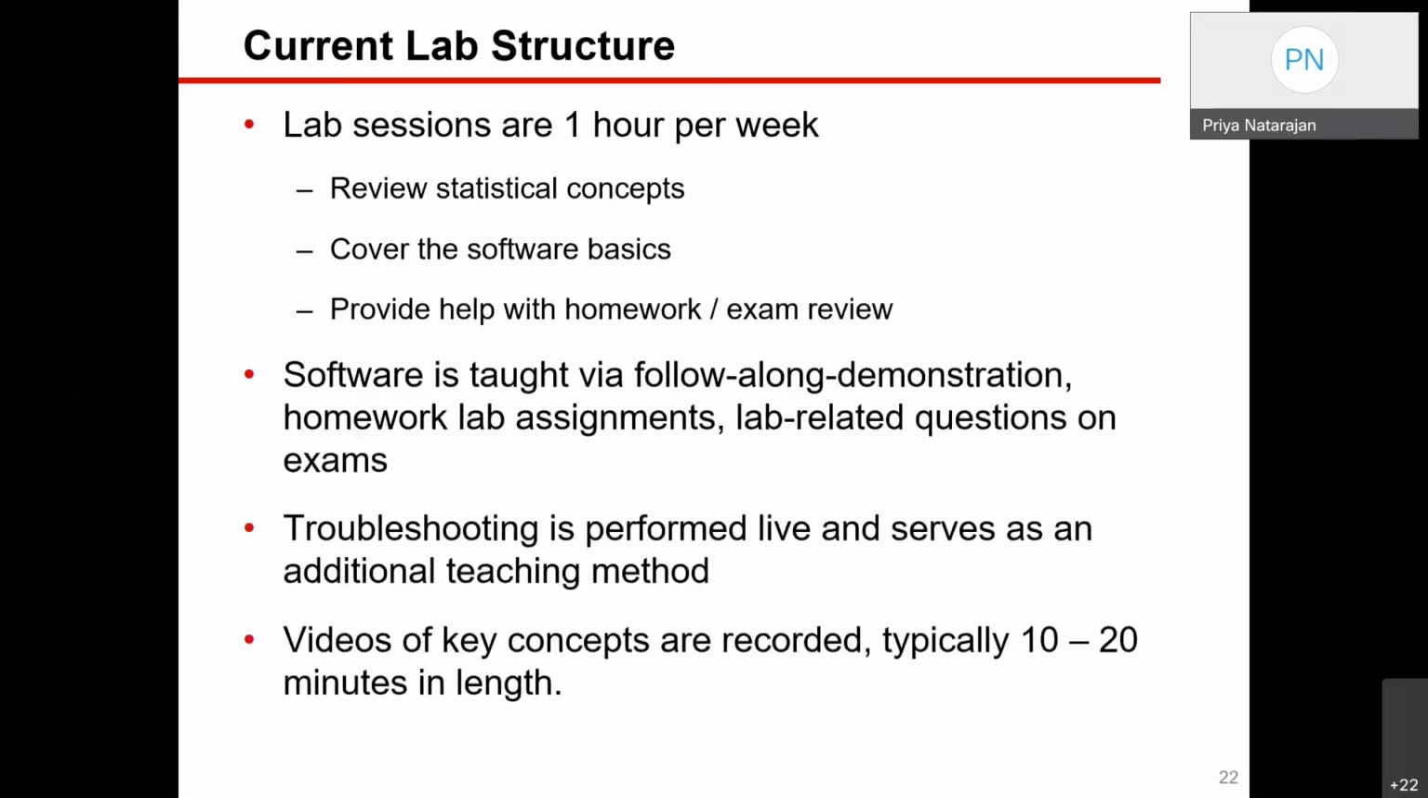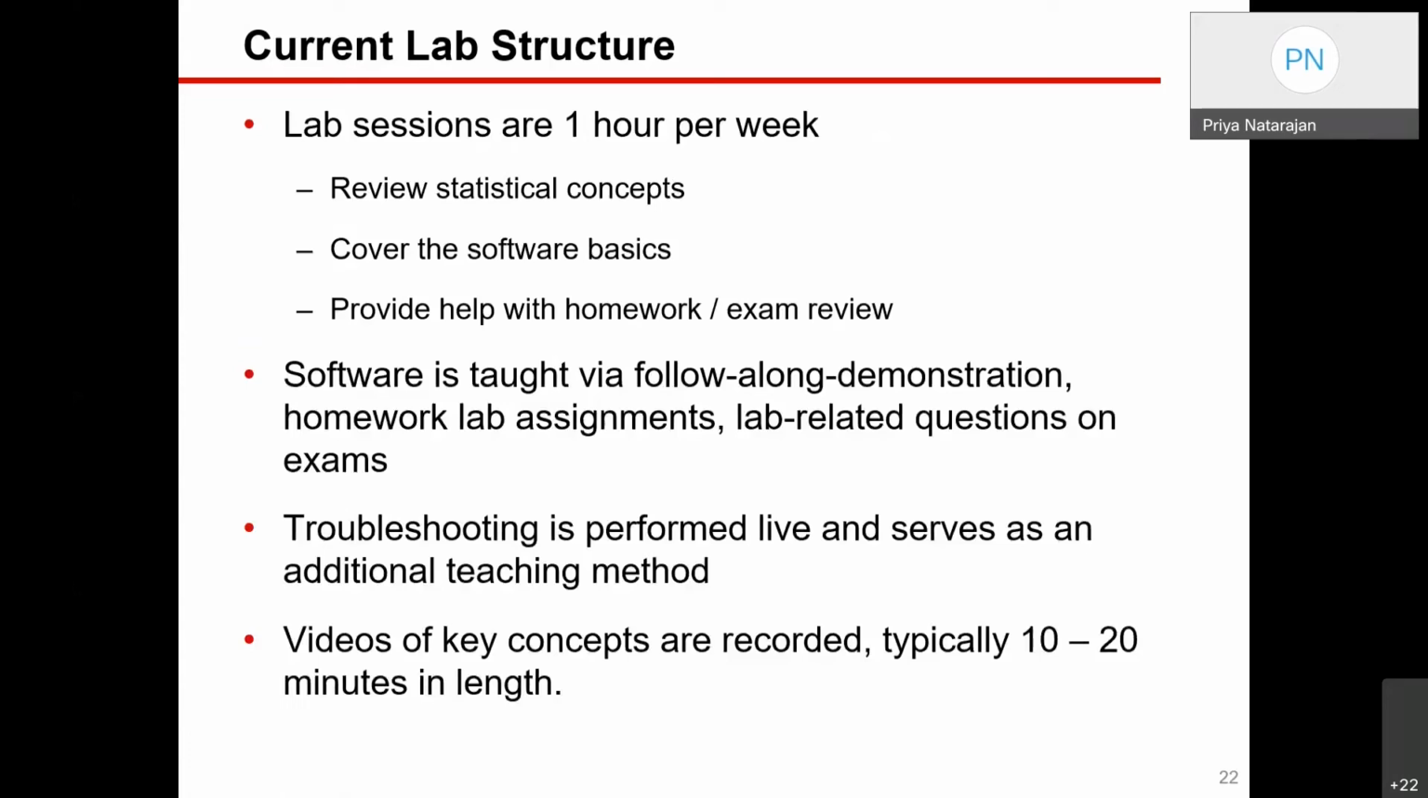So the current lab structure is 1 hour per week. We review statistical concepts, we cover the software, and then we provide help with homework or exams. Mostly the software is taught with a demonstration where the students follow along. They also have homework that is lab related, and there are lab related questions on the exam.